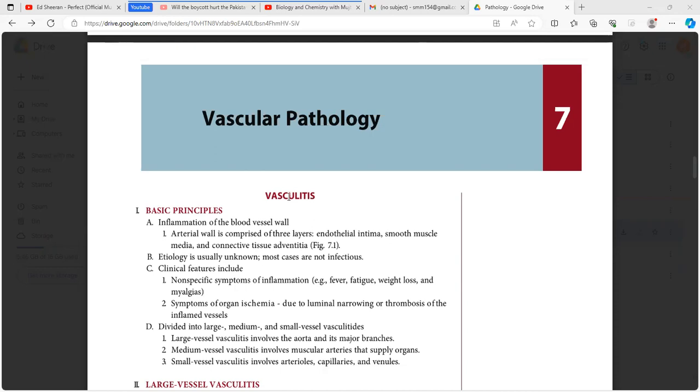be further subdivided into three main categories: vasculitis or inflammation of the larger blood vessels, inflammation of the medium-sized blood vessels, and inflammation of the small-sized blood vessels.